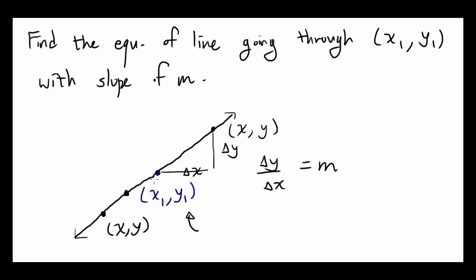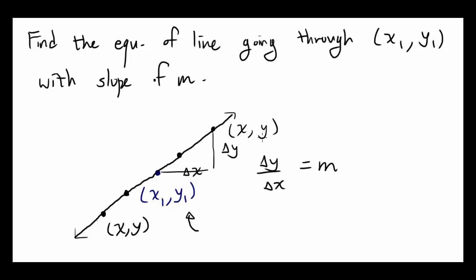Same thing for this point, same thing for whichever point on the line. If you find the slope from this point to x1, y1, you want to get m. So how can we write this down in an equation?